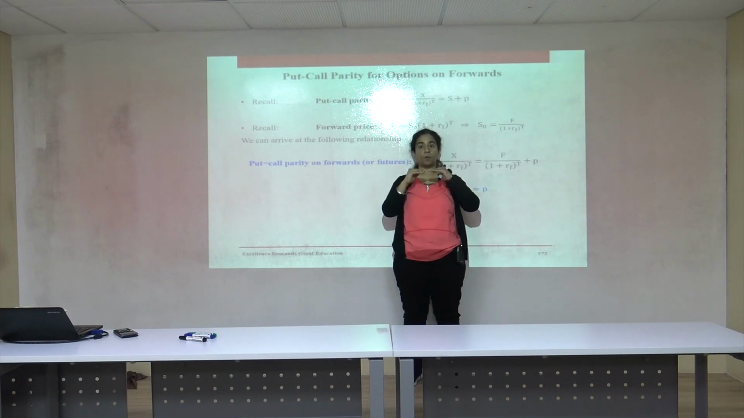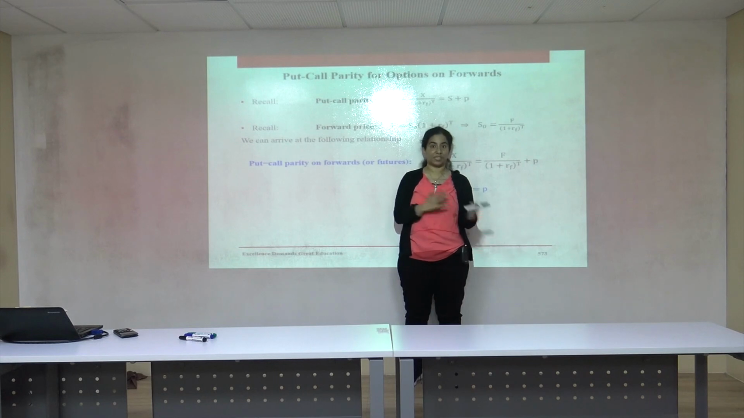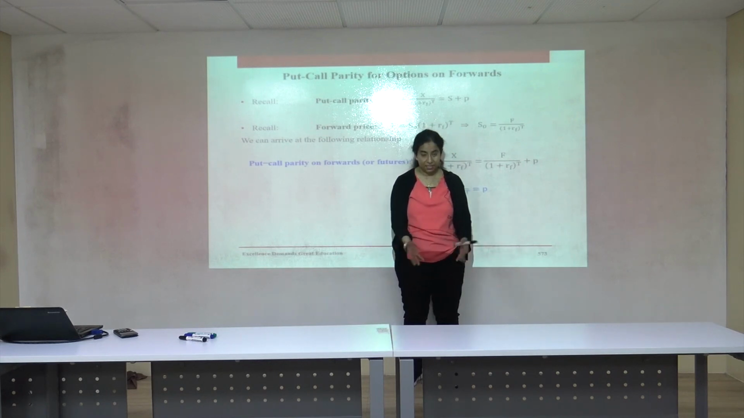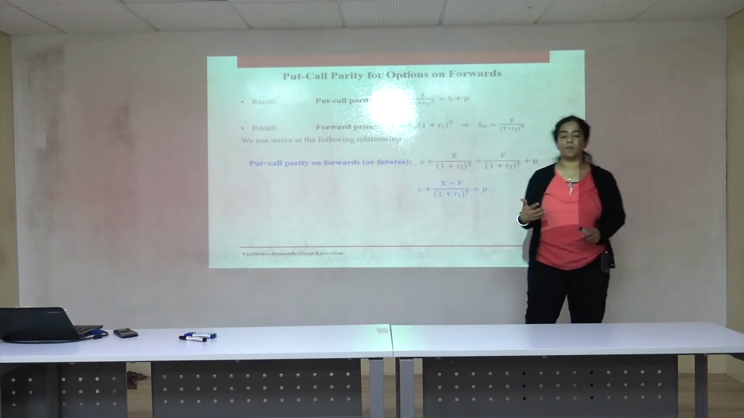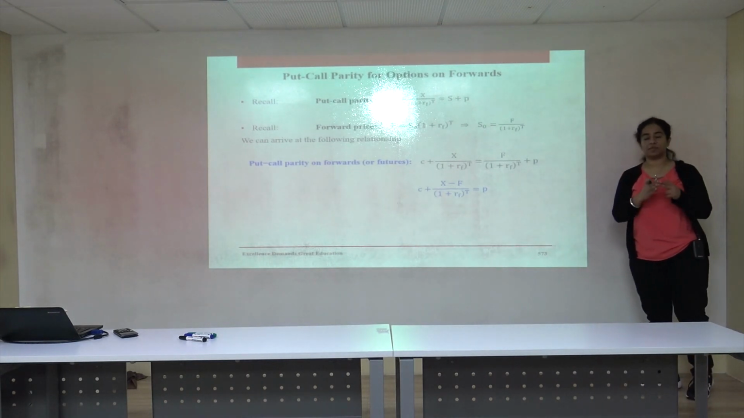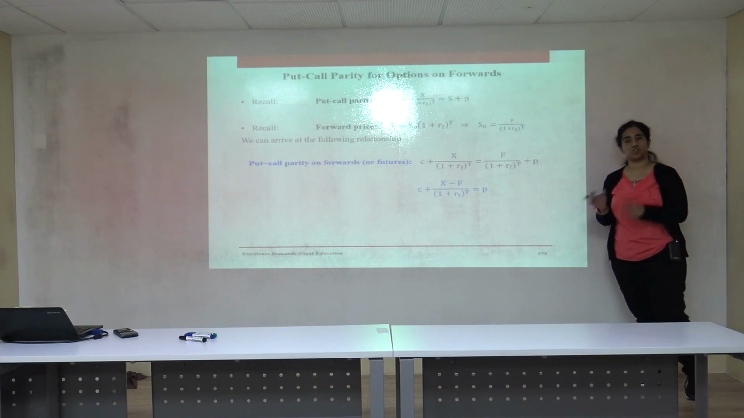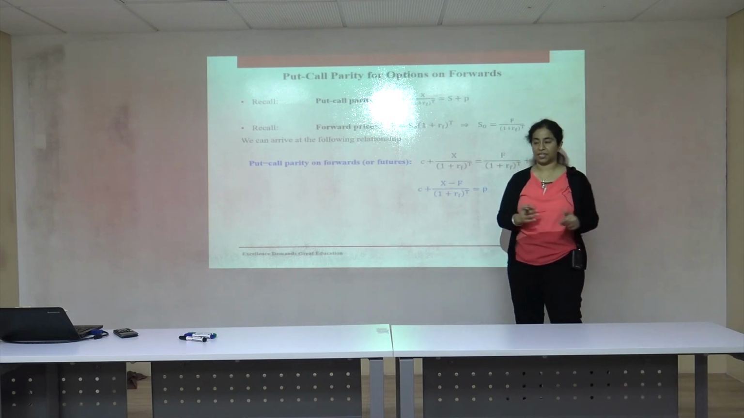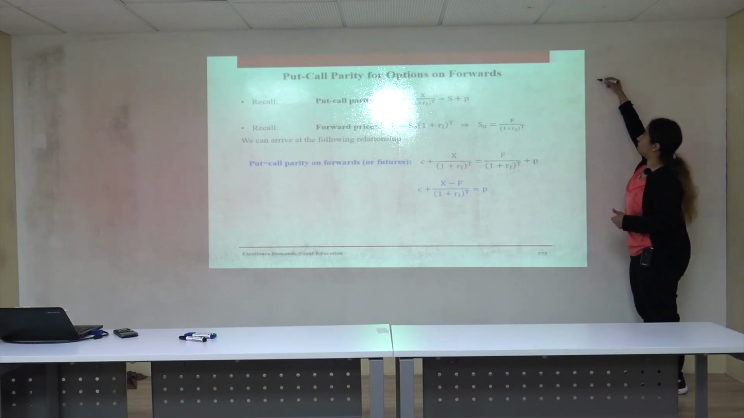The underlying is the forward contract, and remember the forward contract is a commitment to buy or sell the underlying asset. So how can we do put call parity for options on forwards? First, we'll write down the one relationship that we know between the stock price and the forward contract. So we know that the forward price is equal to spot.